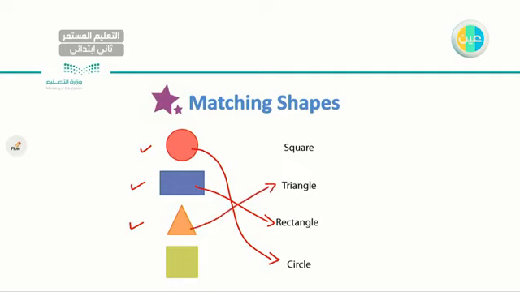Triangle. Repeat it after me, please. Triangle. One last time. Triangle. Very good. And the last one I have is square. I have square. Very good.